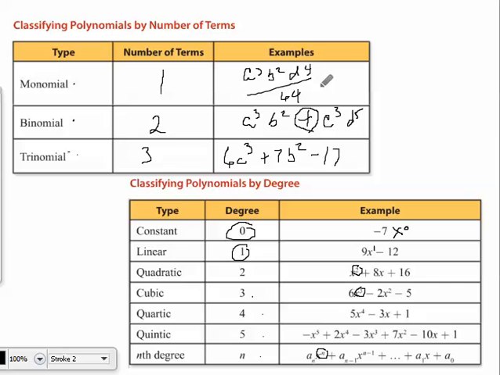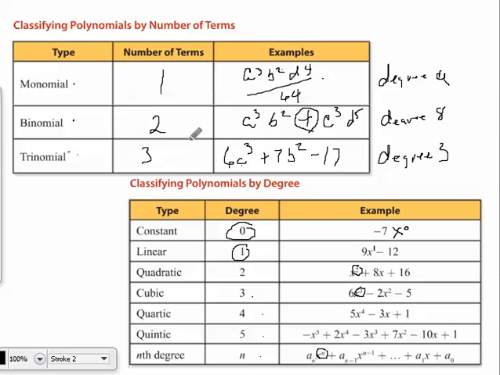So let's look up here. What degree is this one up here? Well, 3 plus 2 is 5 plus 4 is 9. This is to the degree 9. How about this one? I've got a 5 on this side and I've got an 8 over here, so this is degree 8. How about this one? This is a degree 3.